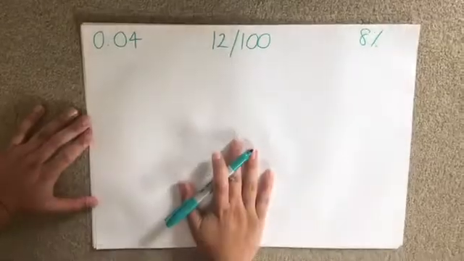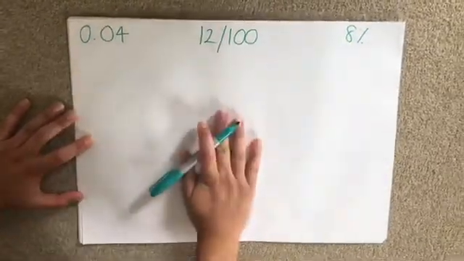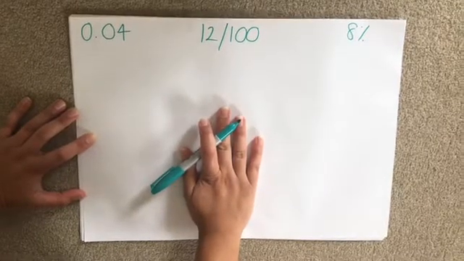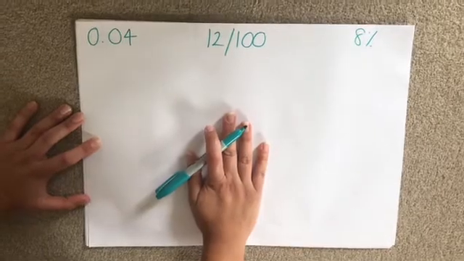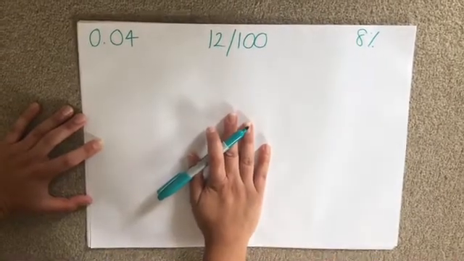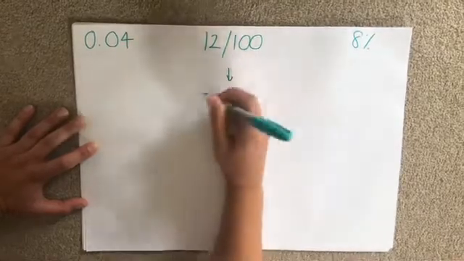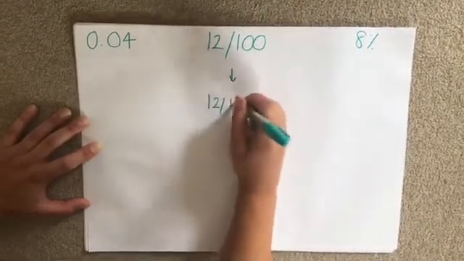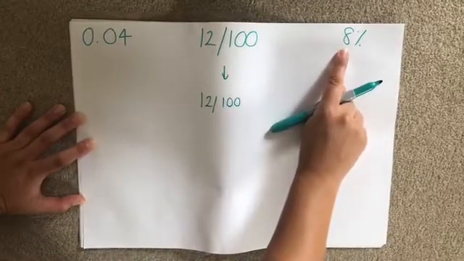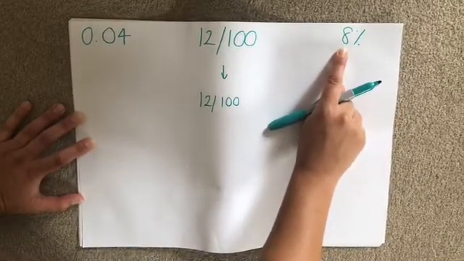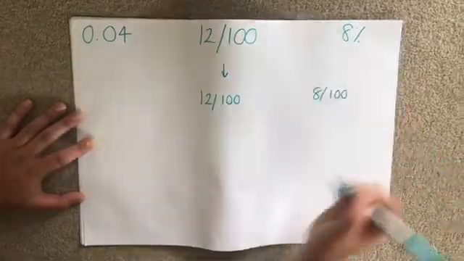So our next example, we have got a decimal, a fraction, and a percentage again. And once again, I'm going to change these all into fractions. You don't have to do it into fractions, but that's how I'm going to show you how to do it. So this one's going to stay as it is because it's already a fraction. 12 hundredths. Okay. Now, here, this percentage here is 8%. So that's 8 out of 100. So we just write 8 out of 100.